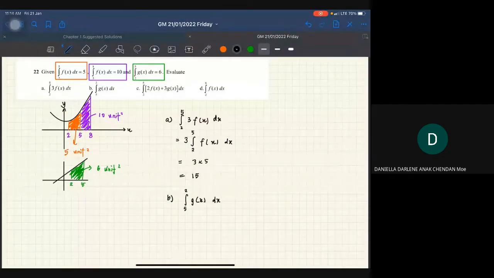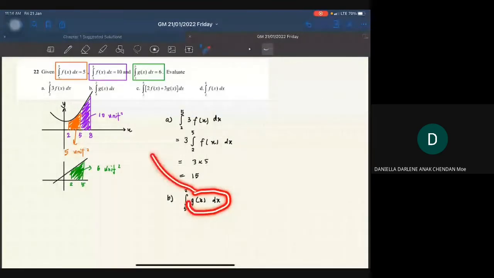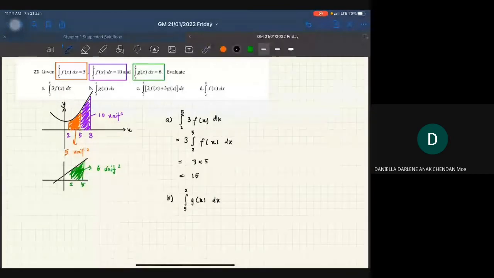Okay, tapi kalau awak tengok dekat sini, awak punya function g(x), dia dekat sini. Okay, tapi dia punya limit terbalik. So di sini lower limit 2, and then upper limit is 5. So soalan minta kita lower limit 5, upper limit 2. So dia tertukar, dia terswap upper limit dengan lower limit. So macam mana kita nak jadikan dia kedudukan yang asal is kita just letak negatif kat depan.